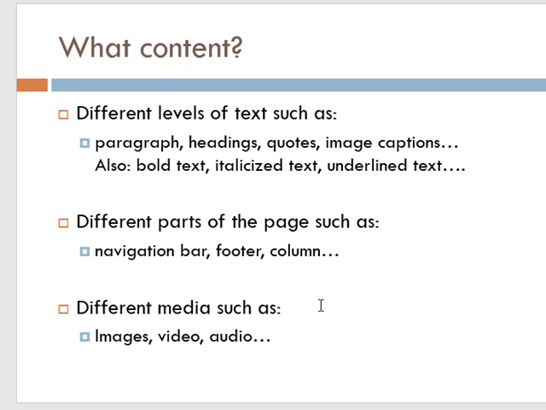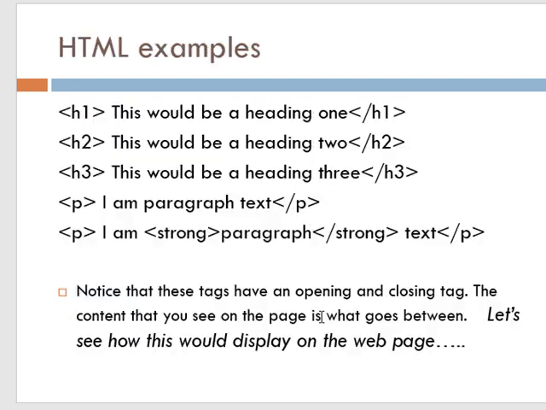Well, we're doing things like breaking it up into different levels of text, such as if something is a paragraph, or if it's a heading, or a quote, or whatever it might be. We mark it up differently. They all have different tags. We also mark up different parts of the page, such as if something is a navigation, or a column, or a footer. So we use HTML to differentiate those parts. We also use HTML to differentiate if something is an image, or a video, or audio. Basically everything that's on the page has its own HTML.